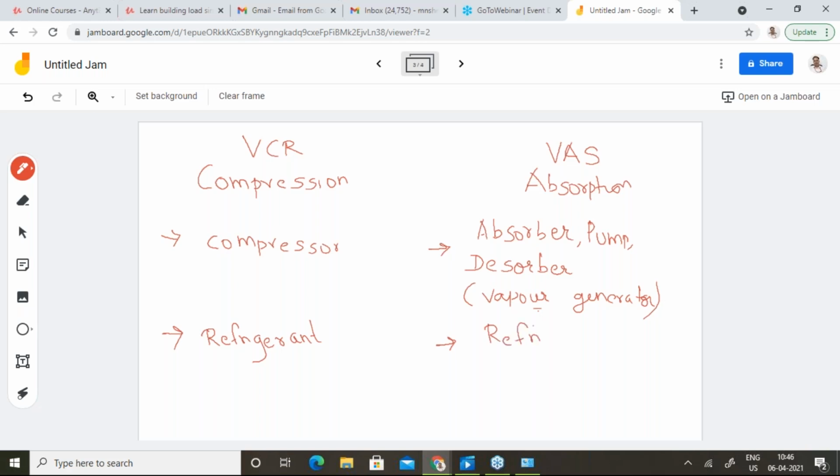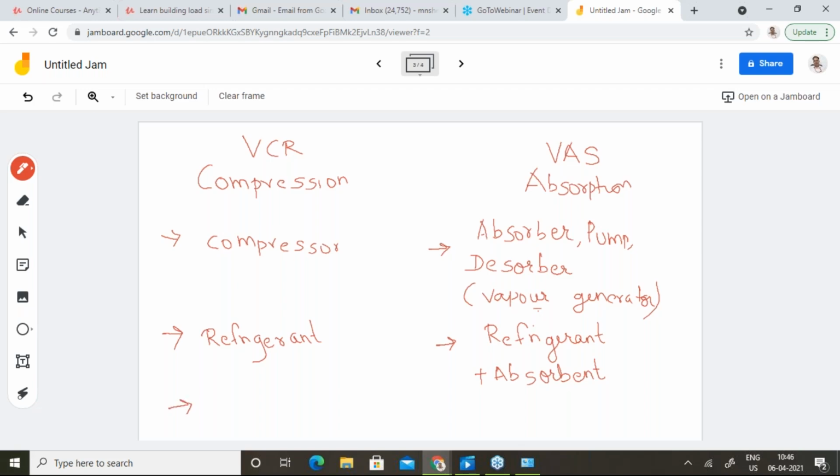However, in addition to the refrigerant, we have seen that the absorption system also has an absorbent. And what is the role of the absorbent? The role of the absorbent is to absorb the refrigerant and convert that refrigerant to a solution, so that it can be pumped, right?